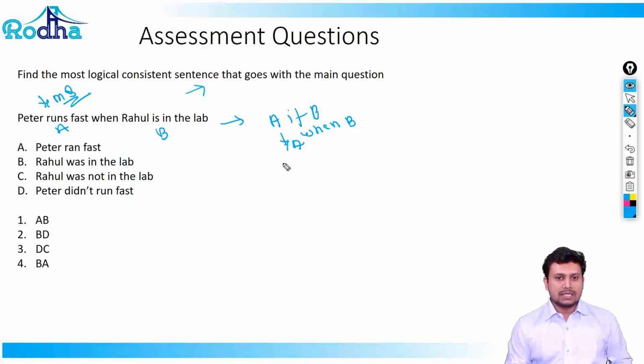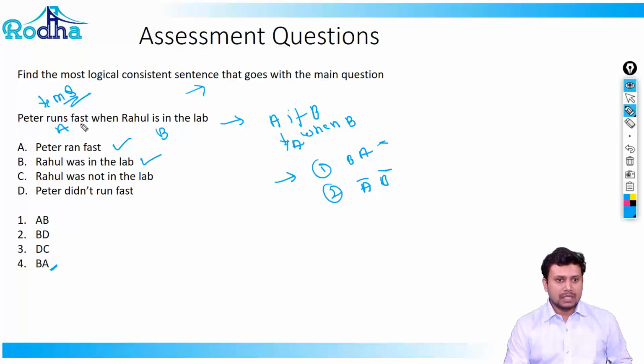So what is the answer in these cases? The answer could be BA or it could be A bar B bar. Let's try and search for this. BA. B means Rahul is in the lab. Where is Rahul is in the lab? Here. And A would mean that Peter runs fast. Peter ran fast. BA. Do you have an option BA? Yes.